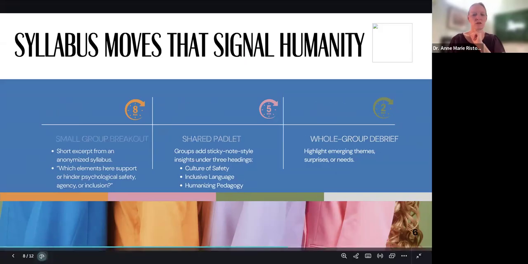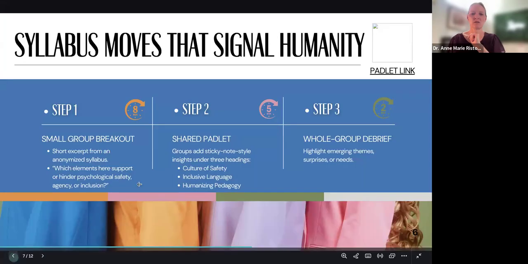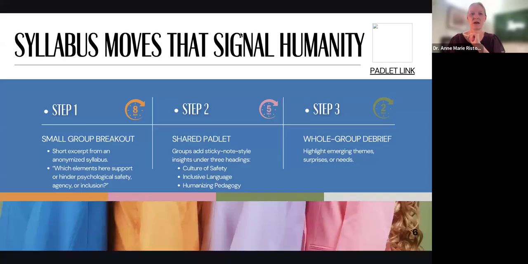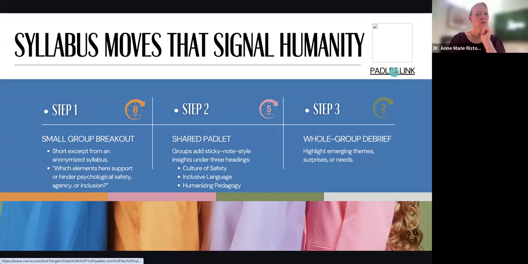The excerpt is here, and it is also in the Padlet. So let me take us to the Padlet, and then I'll bring us back, hopefully. We may go down another journey here. Can you still see my screen? Mm-hmm. Okay.